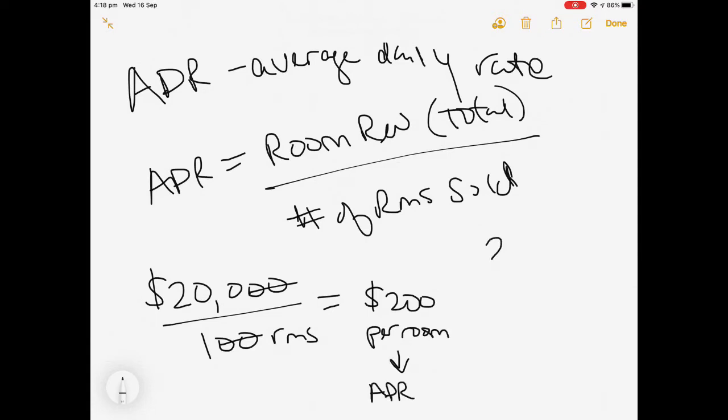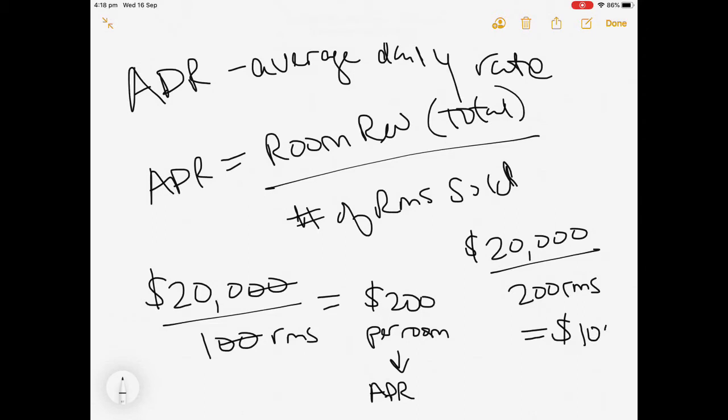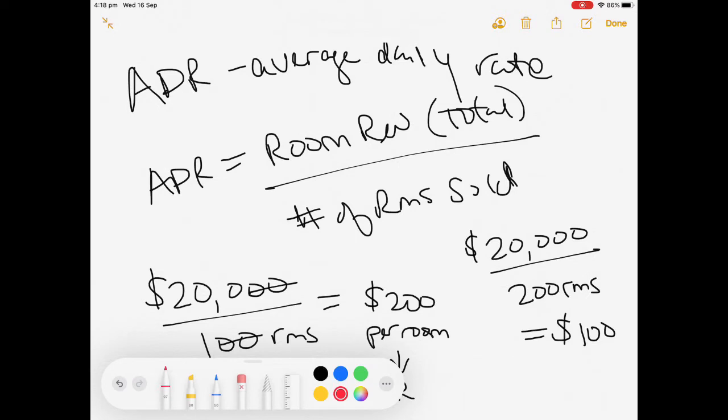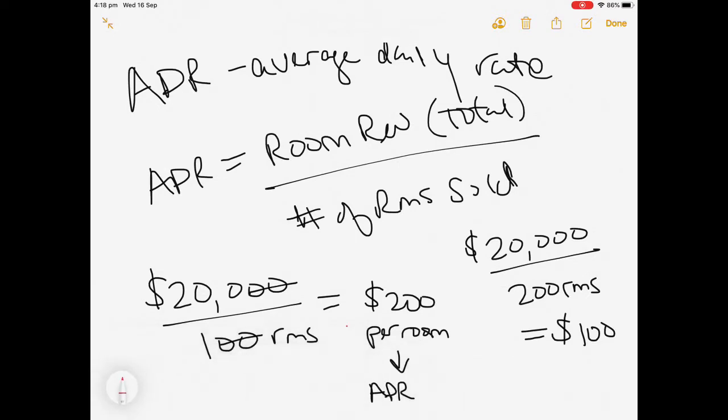Now, let's say that we made $20,000 and we sold 200 rooms. What that ends up giving us is an average of $100 per room. So what do we ultimately want to have? We would like to be selling fewer rooms and getting more money per room, because if you have 200 rooms being sold, you're doing twice as much work than with 100 rooms sold. So ideally we would rather have a lower occupancy rate but more money coming in. We'll get to occupancy rate in just a minute.